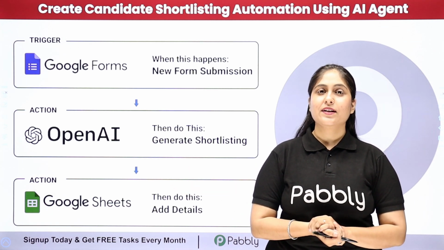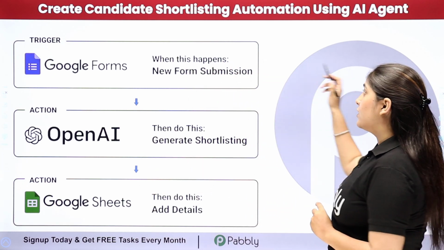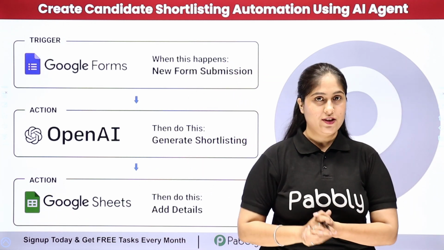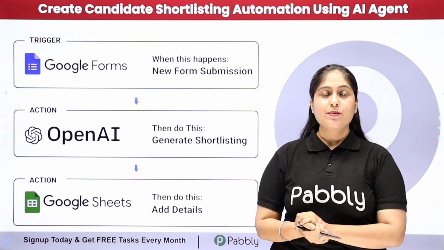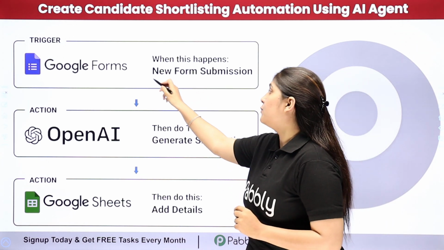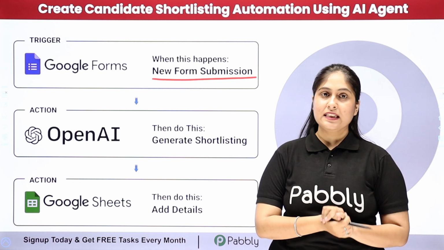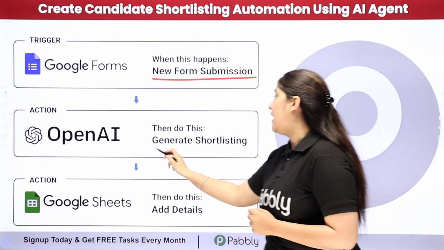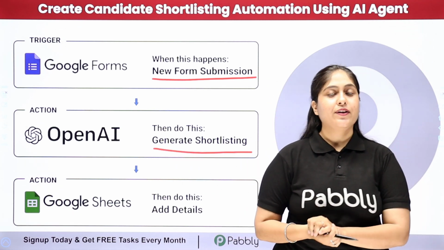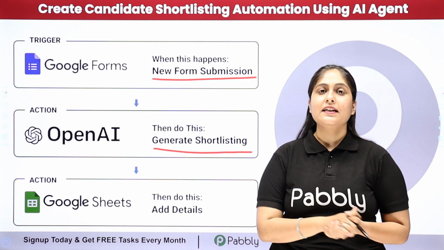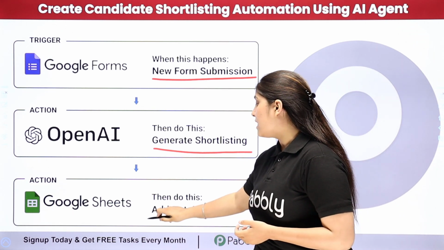In this video we are going to understand how to create candidate shortlisting automation using an AI agent. So here my objective is that whenever I receive a new form submission through Google Forms, then automatically, using the details, OpenAI should generate the candidate shortlisting. And after generating the shortlisting, that detail should automatically be updated in my Google Sheets as a new row.